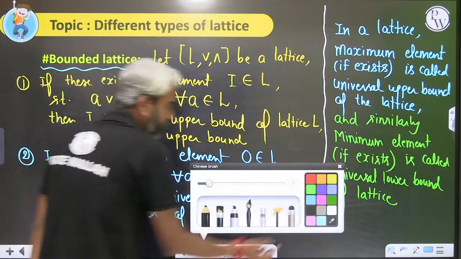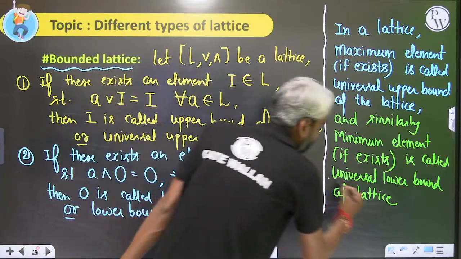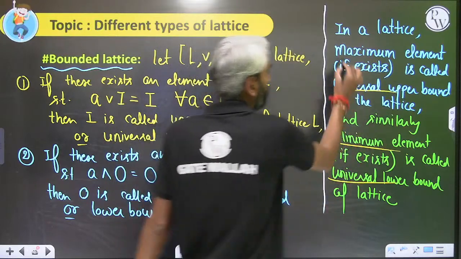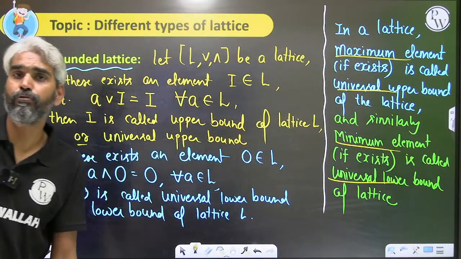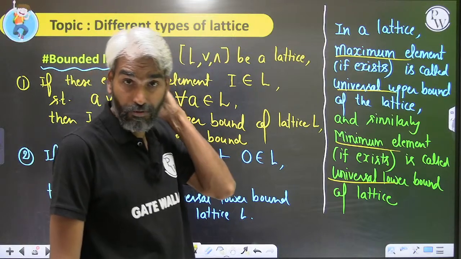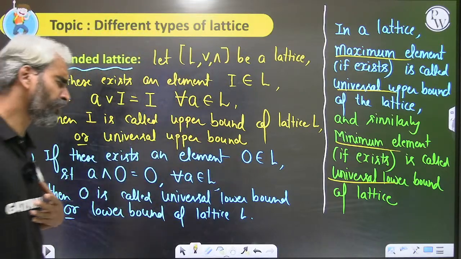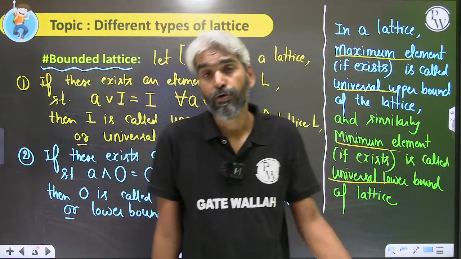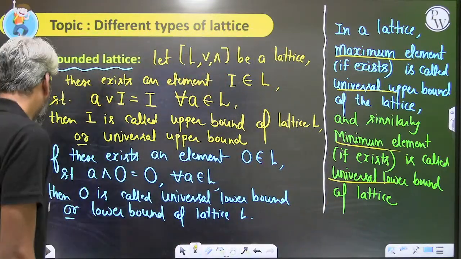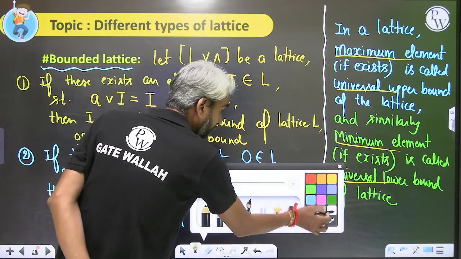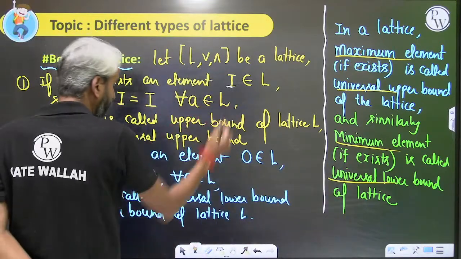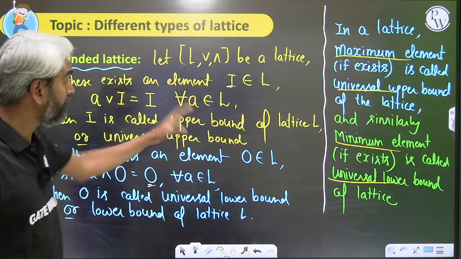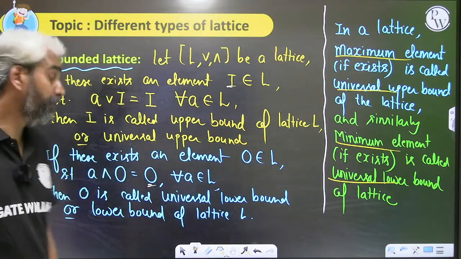So I hope you understand what will become the universal lower bound. The universal lower bound will be nothing but the minimum element of the poset. The universal upper bound will be nothing but the maximum of the poset. We already know how to check for the minimum element and maximum element in a poset. But it may be possible in some posets that there is no minimum element or no maximum element. I'll give you an example. But first of all, in our lattice, if both I and O are present, then that particular lattice is called a bounded lattice.